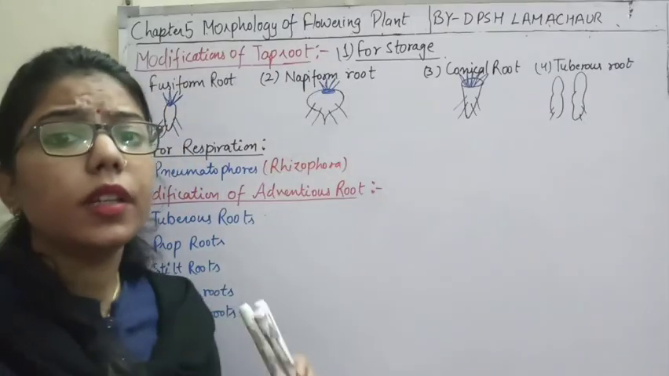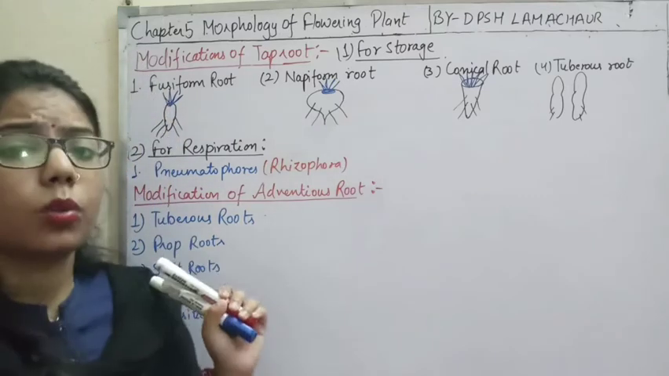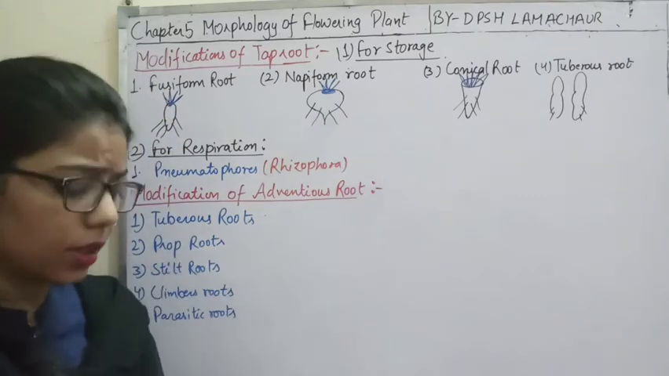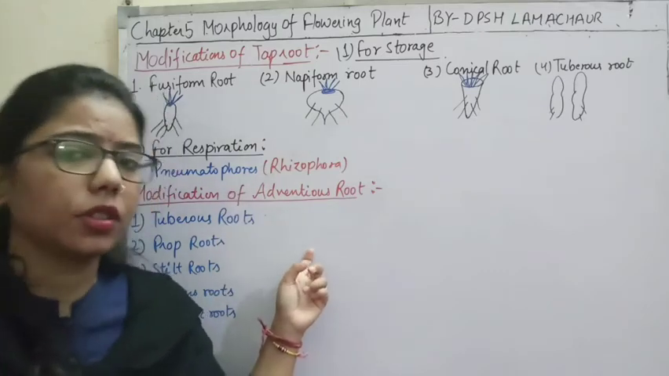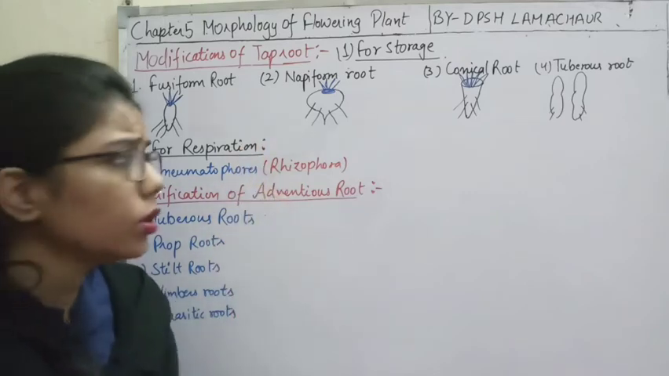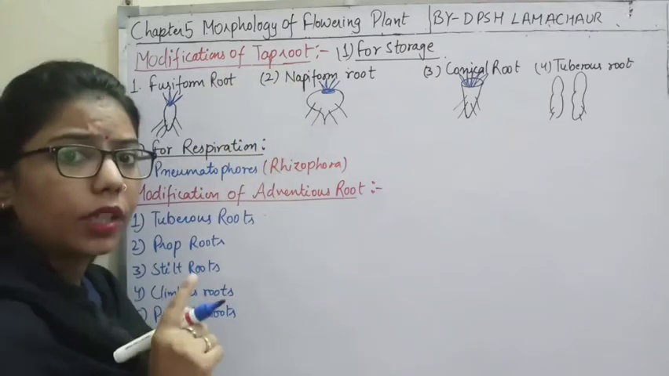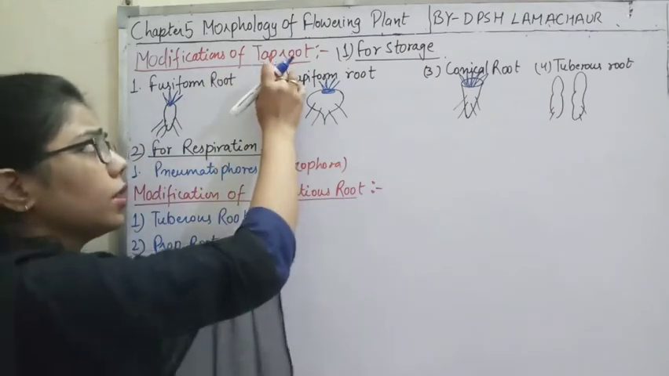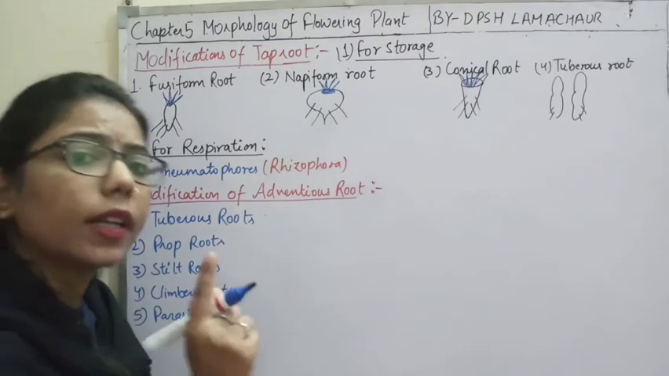So now here we will understand about some modifications of the root. As we have said, there are two types of root system, the taproot system as well as the adventitious root system. So there will be modification in both types of root system. Here, in the case of modification in the taproot system, what was the characteristic of taproot? Roots that develop from the radicle.